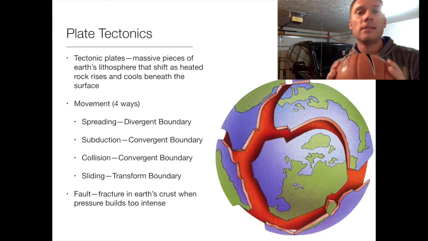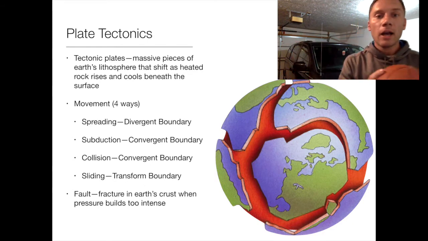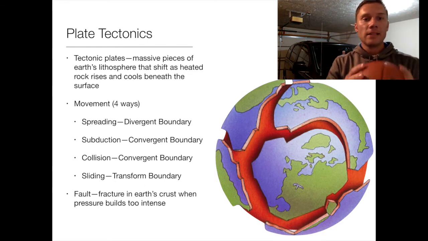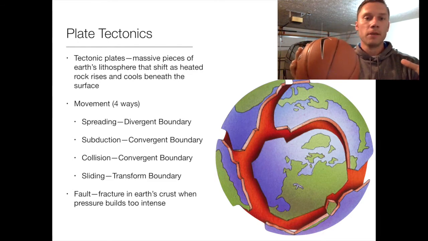There are 4 ways that these tectonic plates move. You can see those showing up there on the screen. The first one is through spreading. As they move apart, they can create a divergent boundary.